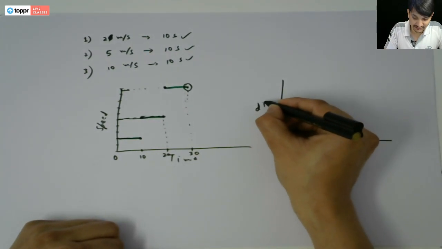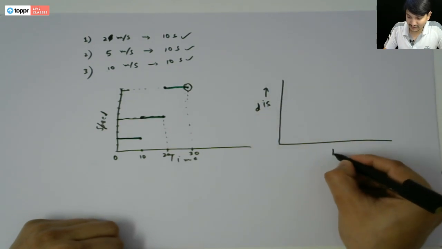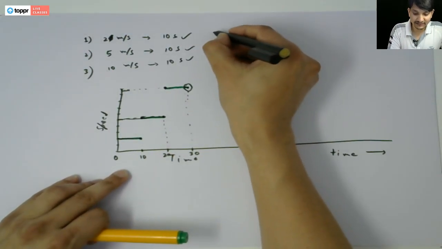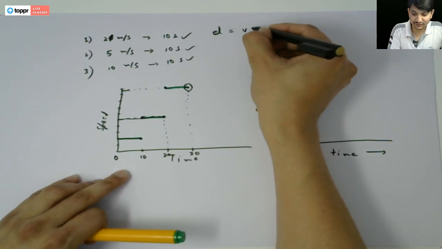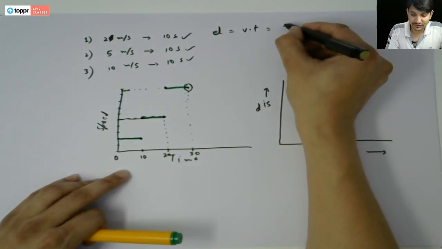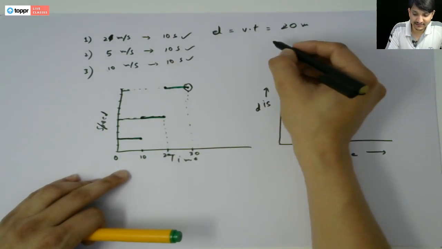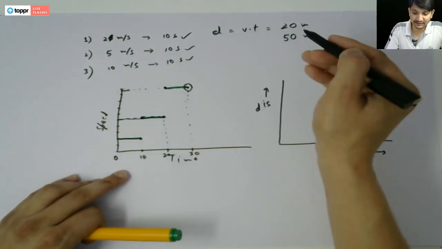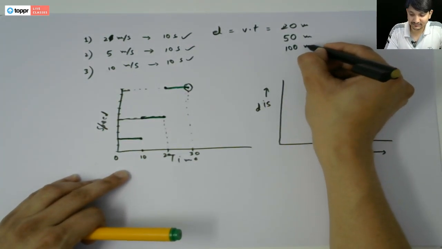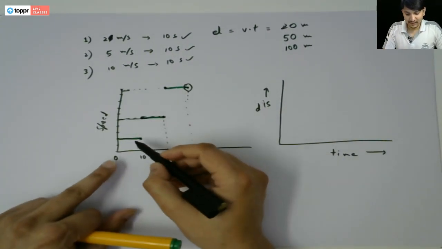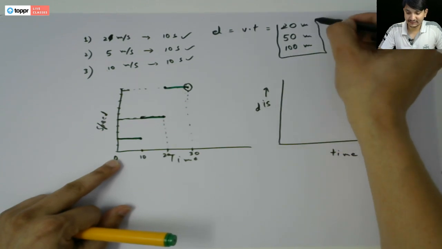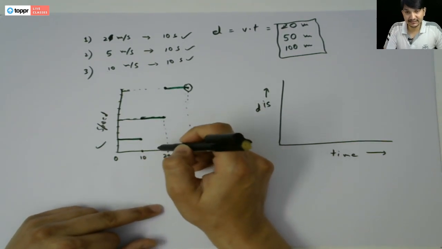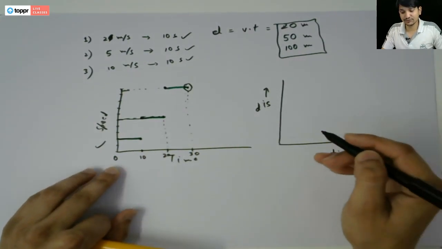So distance, time. Consider the first part, the distance covered equals v into t, that is 20 meters. Distance in the second part, 10 times 5, that is 50 meters, and in the third part, that is 100 meters. Without looking at this data, let's consider only this part, whatever information is stored in this graph, and interpret the same into a distance time graph.